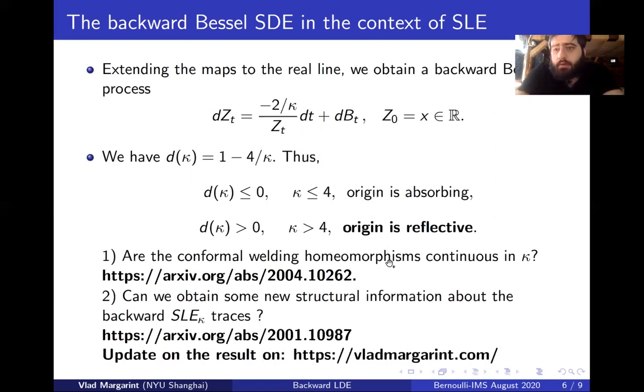And of course, here you can ask a series of questions around this topic. For example, you can ask whether the conformal welding homeomorphism is continuous in kappa. We answered this together with Dmitry Belyaev and Atul Shekar in this preprint on arXiv that you can find. I prefer not to talk too much about this topic for the interest of time, but I'm happy to answer any questions if there are any.